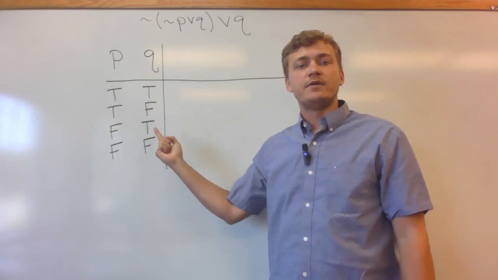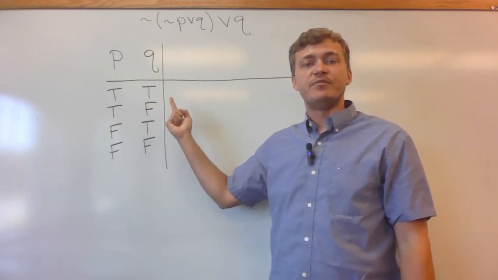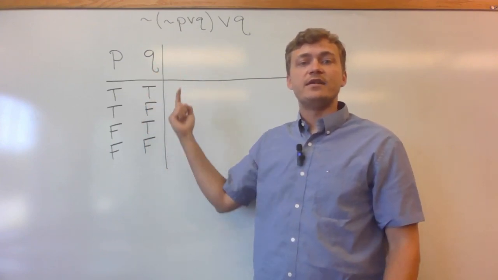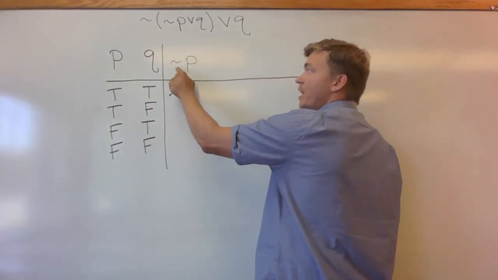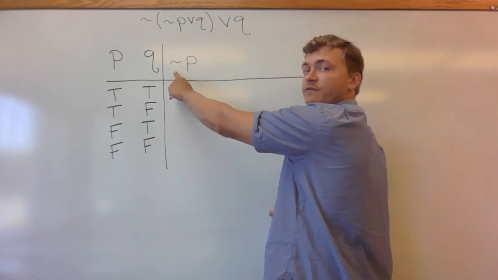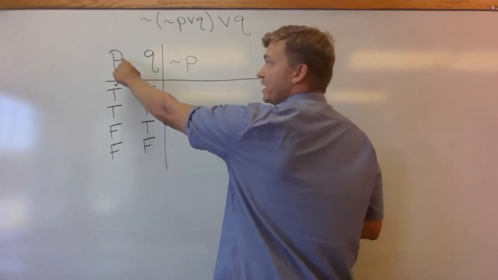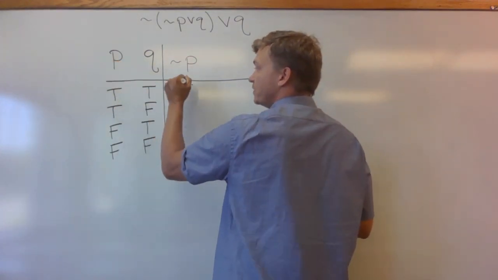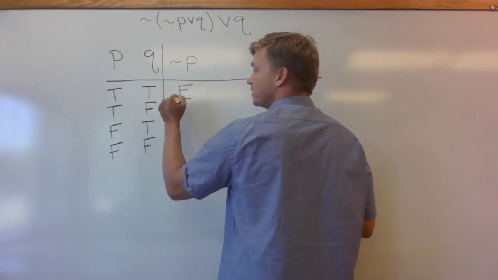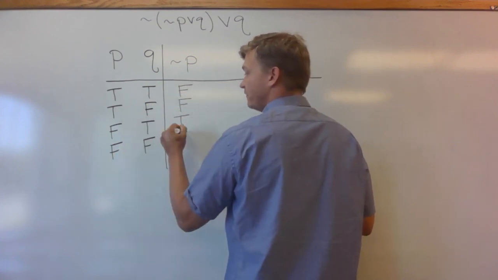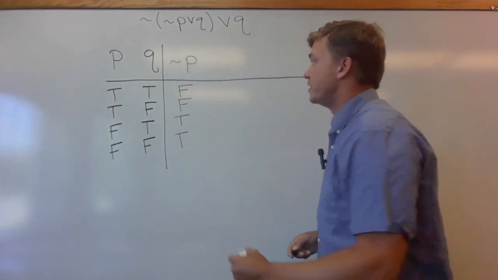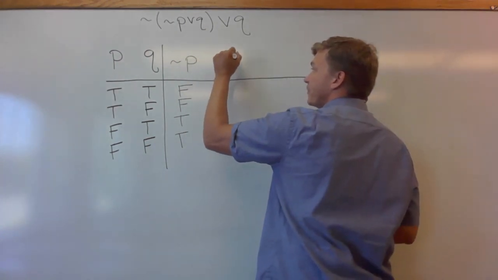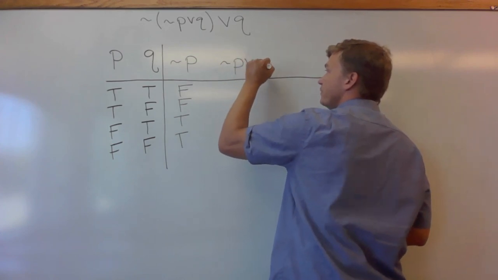We don't have not P, the negation of P. We have Q, but let's first find the negation of P. Remember, not P just switches true to false and false to true. That is, if P is true, true becomes false, true becomes false, false becomes true, false becomes true. So we have not P. Now we can find not P or Q. So we'll come over here to the side and write out not P or Q.